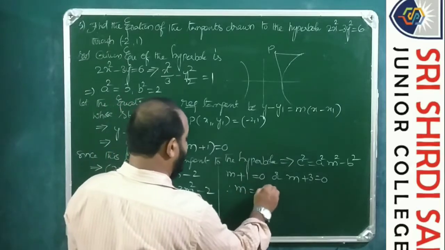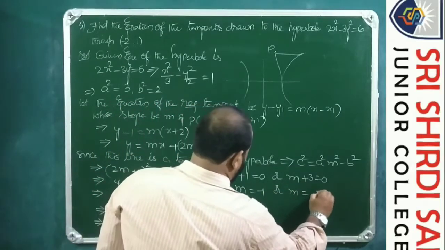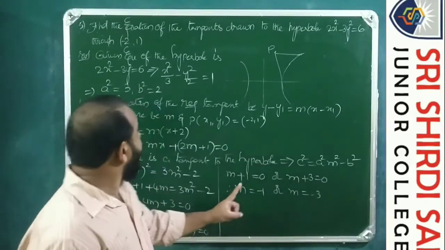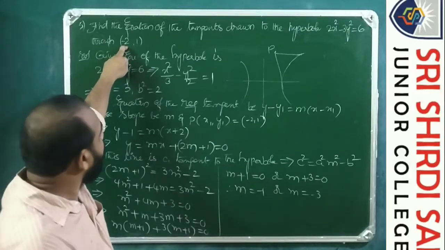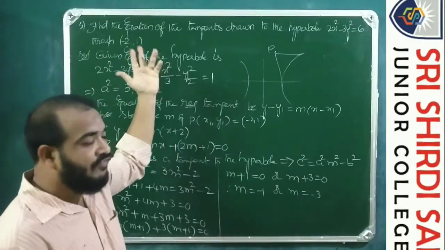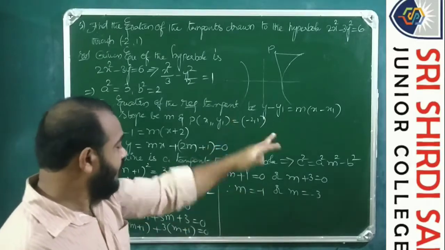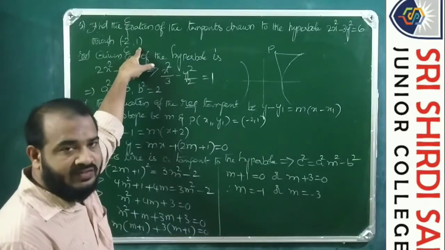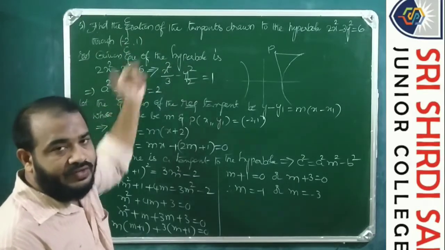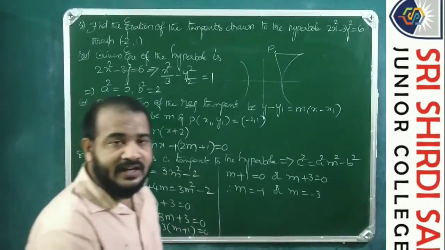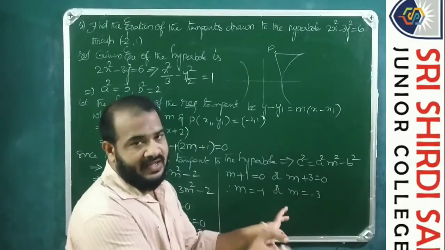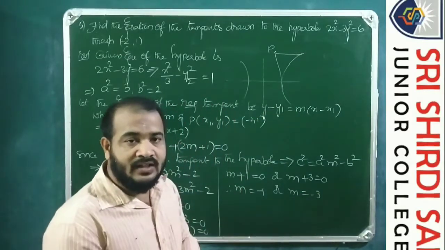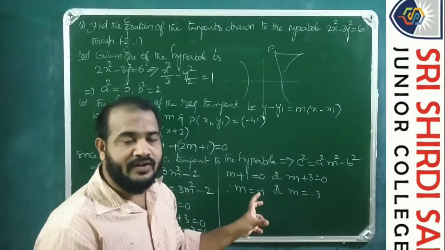From this, m + 1 = 0 or m + 3 = 0. Therefore m = −1 or m = −3. So if you take m = −1 and the point (x1, y1) is this, using the slope-point form we will get one equation of the tangent. In a similar way, for m = −3 and point P(x1, y1), y − y1 = m(x − x1), we will get another equation of the tangent. In this way we get the two individual lines. But if we do S1² = S·S11, then we will get the combined equation of the pair of tangents.